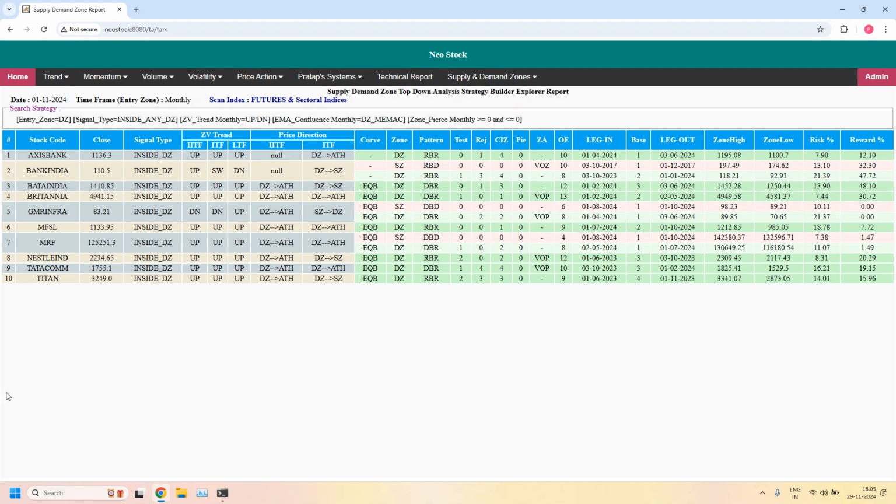Now 10 stocks are filtered. In these 10 monthly demand zones, currently prices are closed inside the monthly demand zone, and these monthly demand zones are having monthly EMA Confluence. That way you can use these monthly zones for HTF zones, and then you can prepare your trade setups.